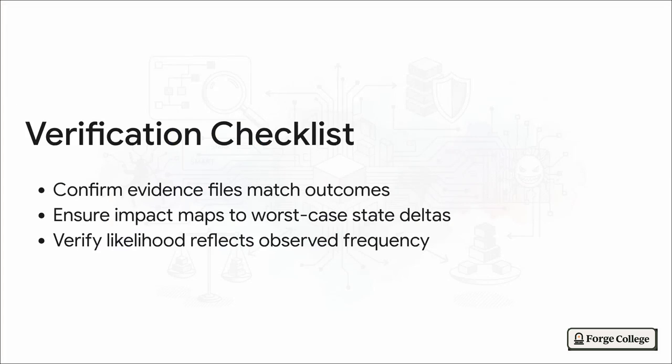Before you go and finalize your top 3 priorities for mitigation, run through this quick checklist. 1. Confirm your evidence files actually match the outcomes you quoted. 2. Ensure your impact score maps to actual observed worst-case state deltas, not just some theoretical what-if. And 3. Verify that your likelihood score reflects the actual observed frequency and complexity of the exploit in your lab.